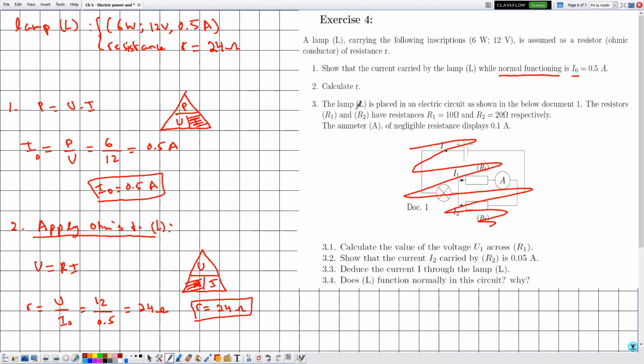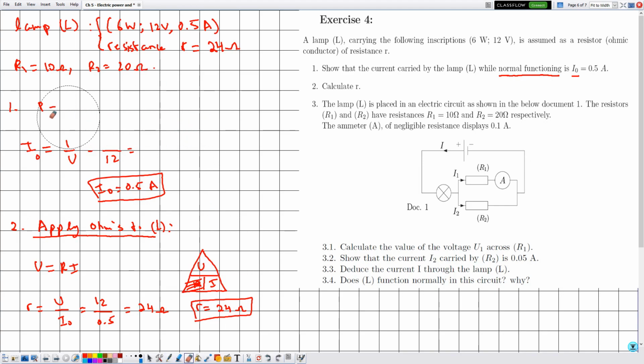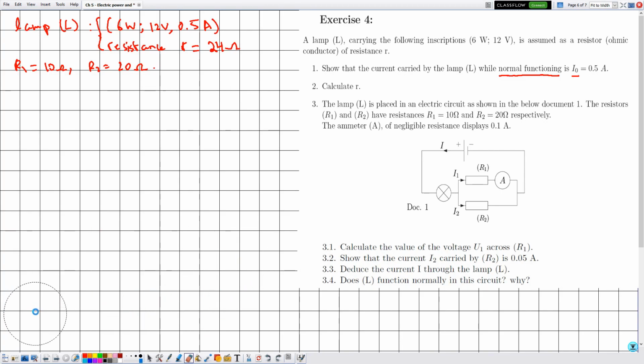Now in number 3 they are telling me the lamp L is placed in an electric circuit as shown in the below document, document 1. They mentioned the document, so now we can use it. The resistors R1 and R2 have resistances R1 is equal to 10 ohms and R2 is equal to 20 ohms. Let me make some space. Okay, the ammeter A of negligible resistance displays 0.1 amperes. So let's check which electric current the ammeter reads.